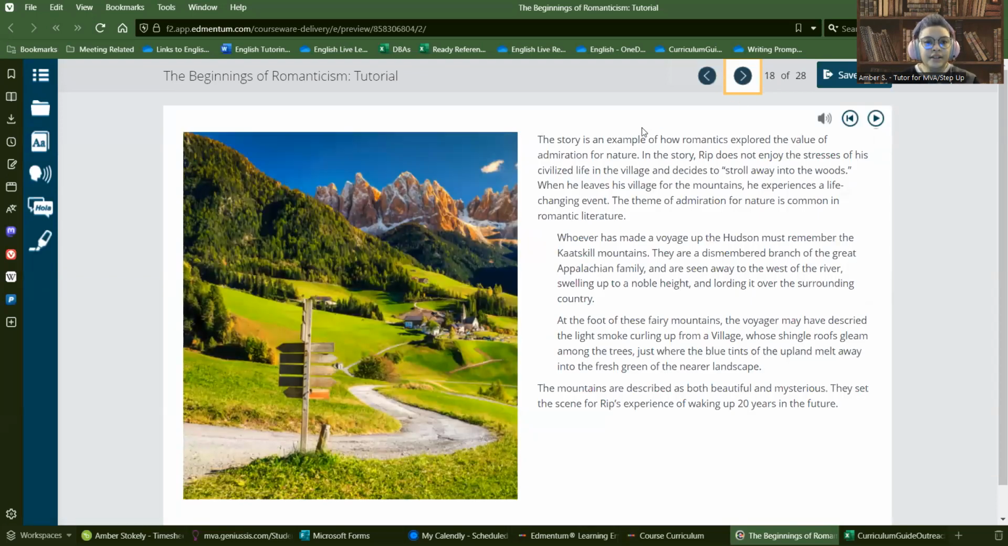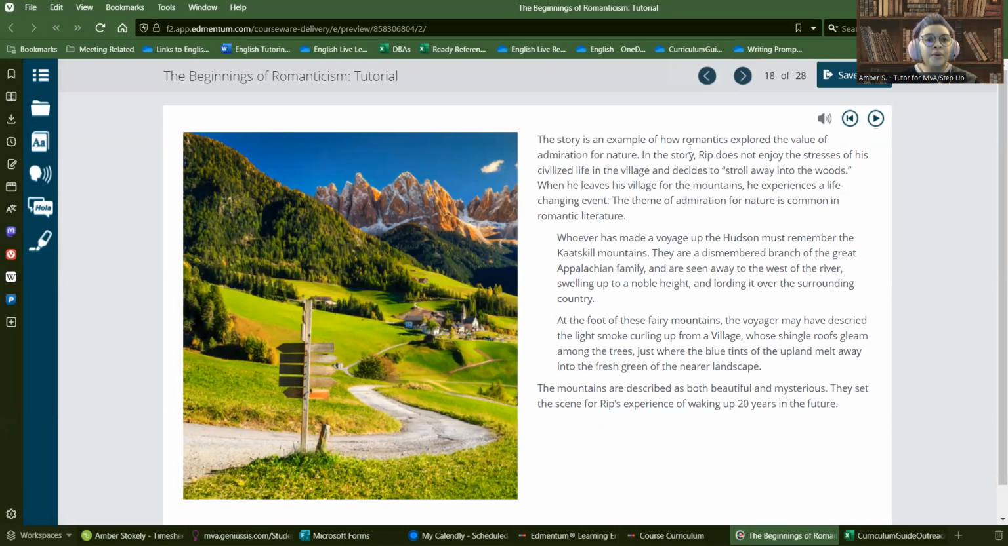And then on 18, they give you a little more food for thought. The story is an example of how romantics explored the value of admiration for nature. And yeah, there's a lot of paragraphs in this story that's just describing nature, right? That's what makes this romantic. I feel like we've been at it for a while, so it's easy to forget how this is connected to the romantic era. But there's a lot of awe for nature.